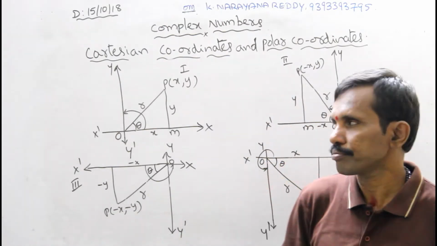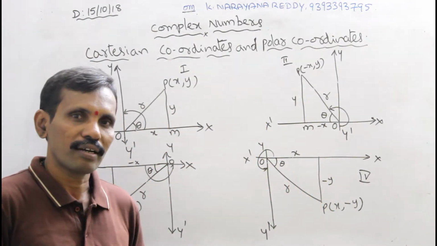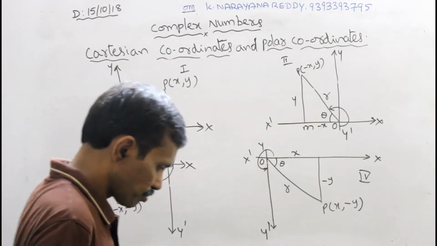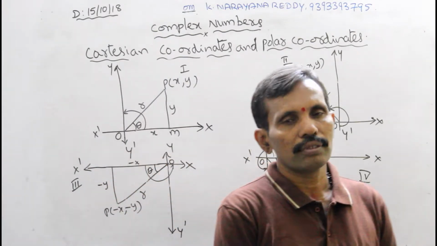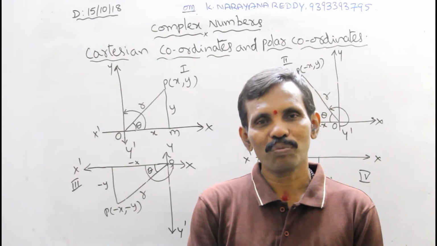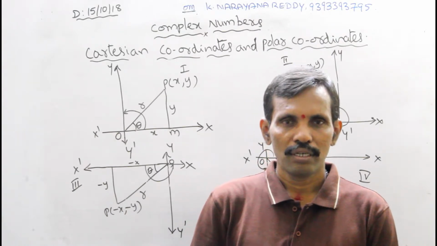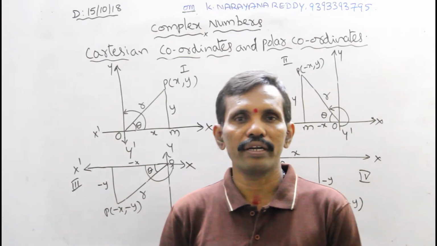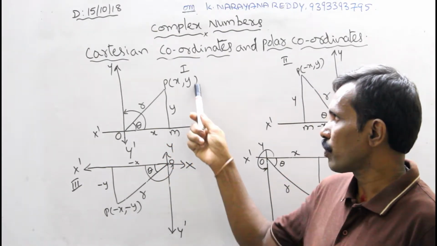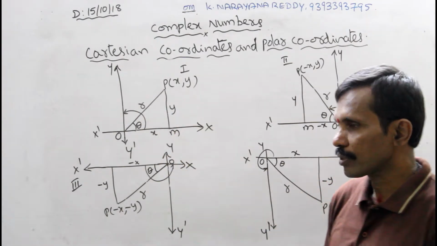So please observe carefully. You already know what polar coordinates are and what Cartesian coordinates are. See here, four graphs are there. Generally, a graph contains four parts. What are the four parts? It's nothing but four quadrants: first, second, third, fourth. But signs are different in the four quadrants.